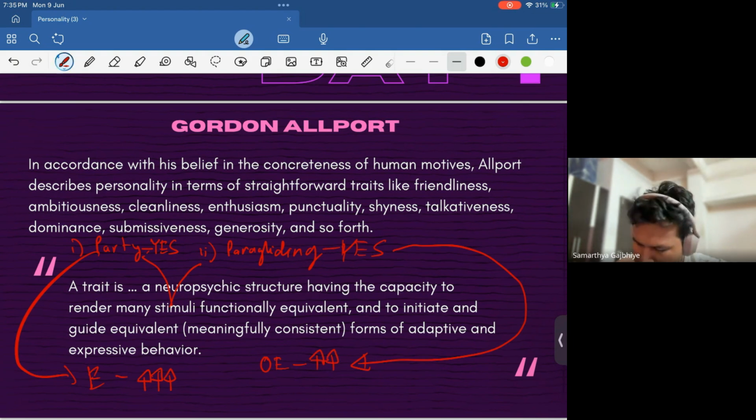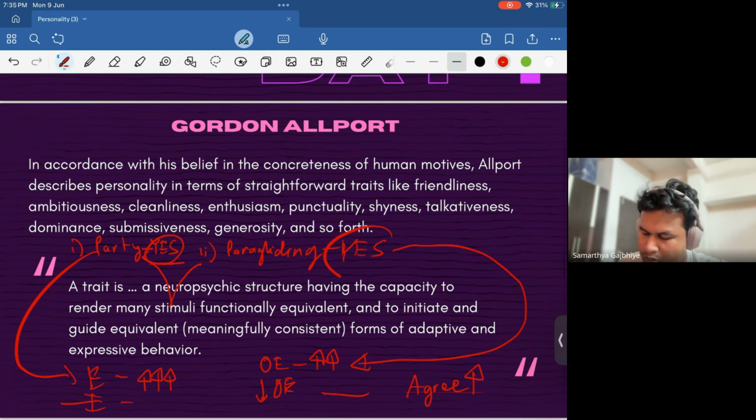Or the exact opposite could also be true. That Divya is actually introverted and very low on openness to experience. But agreeableness was high, and therefore Divya just said yes to my questions. Right?